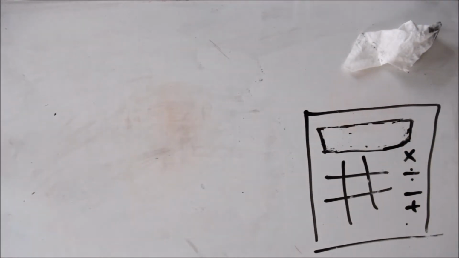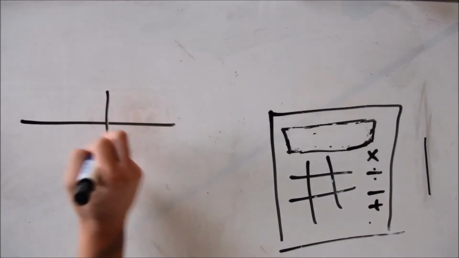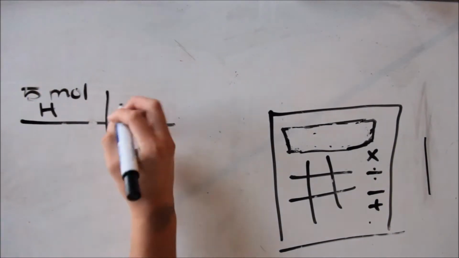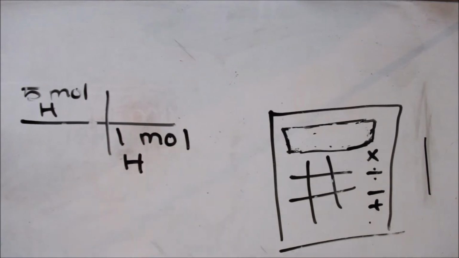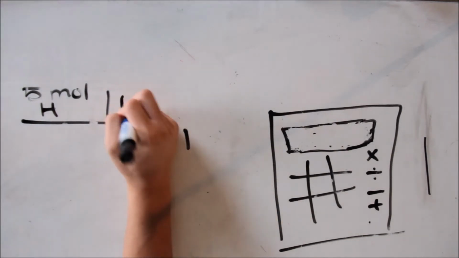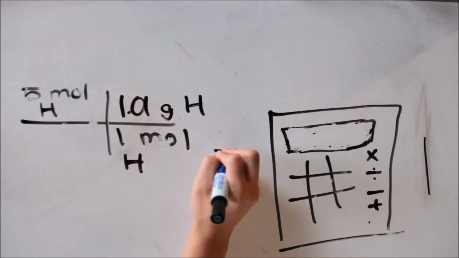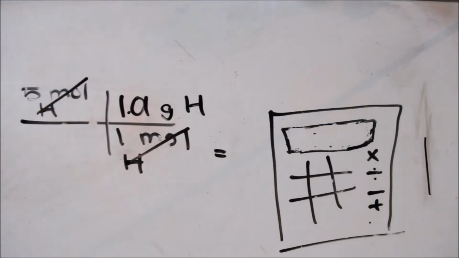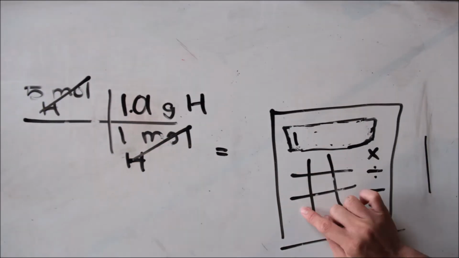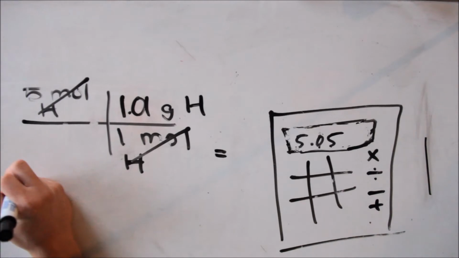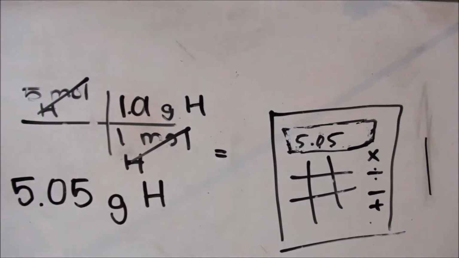Now let's convert moles to grams. Now let's say we were given 5 moles of hydrogen. And across from that, write 1 mole of hydrogen. And we know that 1 mole of hydrogen has 1.01 grams from looking at the periodic table. Cross out your units that are across from each other and multiply the top and divide by the bottom. This will get you 5.05 grams of hydrogen.